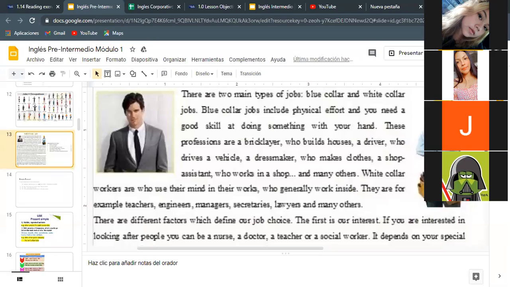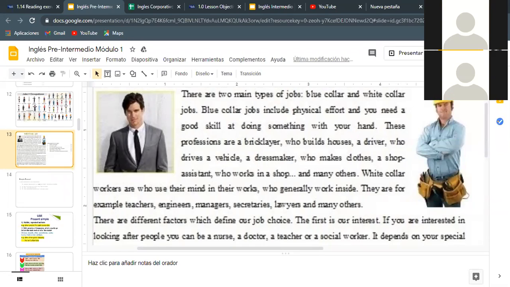These professions are a bricklayer who builds house, a driver who drives a vehicle, a dressmaker who makes clothes, and shop assistant who works in a shop, and many others. Thank you. It's going to continue Carlos Cruz.